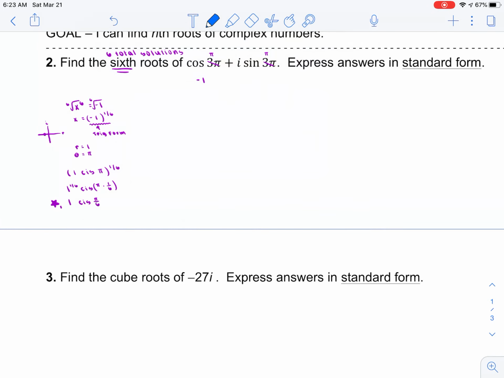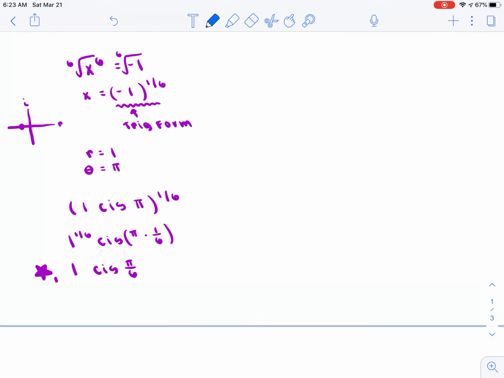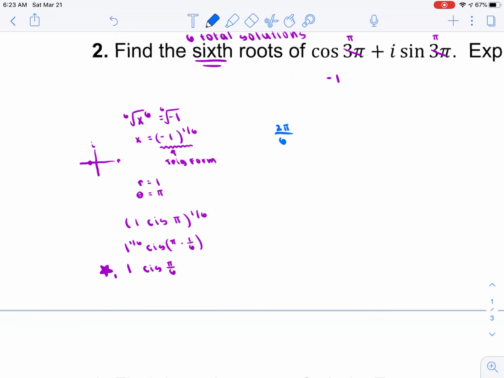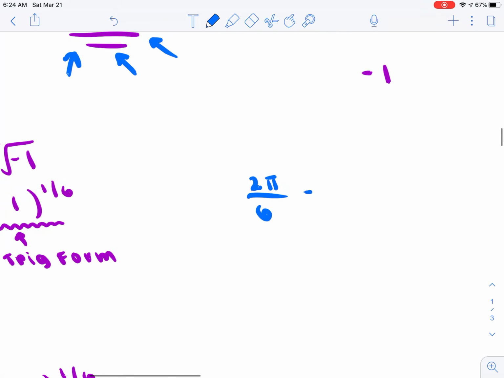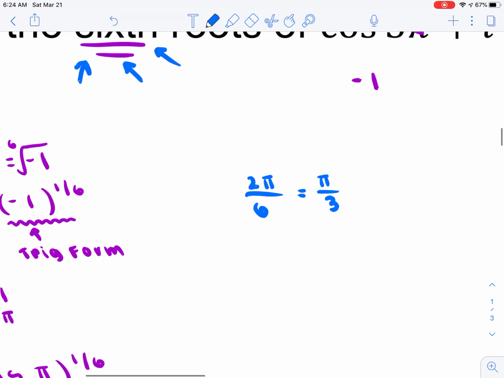Now, let me change my color just so you can see that that was really the first part of the process. The second part of the process is to think about equal spacing. Since I'm in radians, I'm not going to take 360 and divide it by 6. I'm going to take 2 pi and divide it by 6. And you may say, why 6? Because there are 6 total roots, which means I'm spacing 6 total answers on the complex plane. That means every solution is pi over 3 radians away.